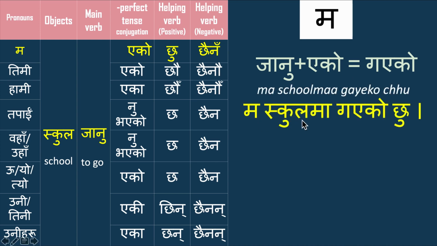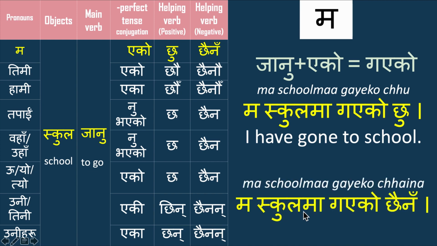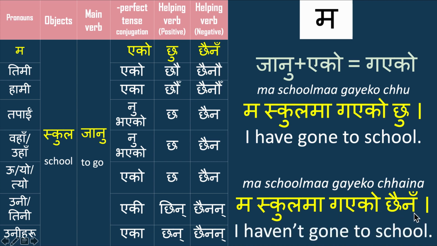Ma school ma gaeko chu. Ma school ma gaeko chu, which means I have gone to school. Ma school ma gaeko chaina. Ma school ma gaeko chaina, which means I have not gone to school.